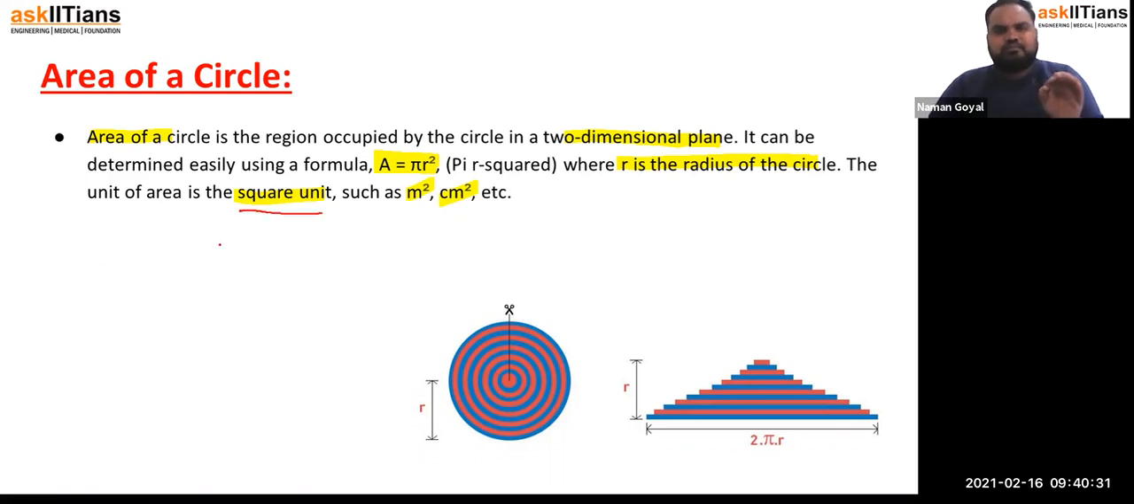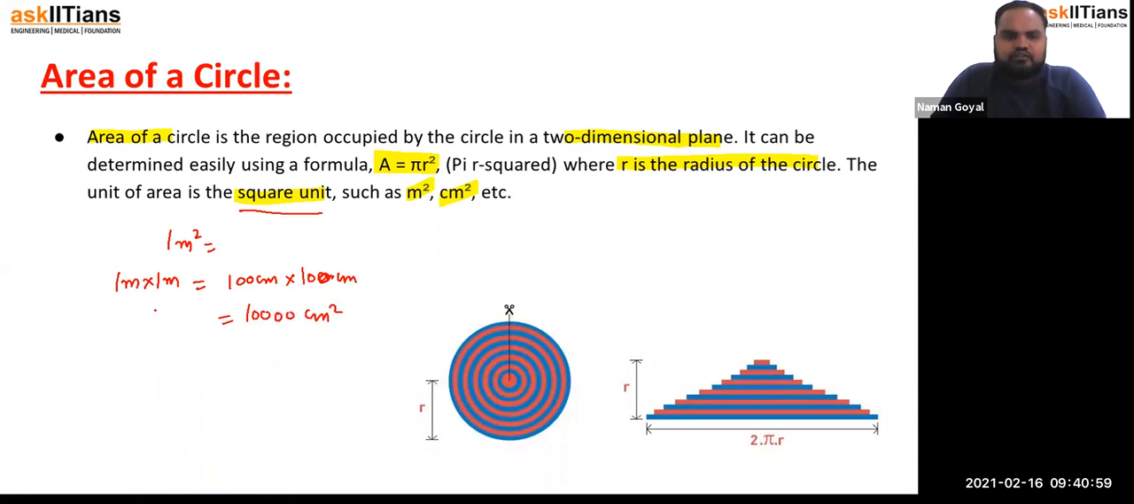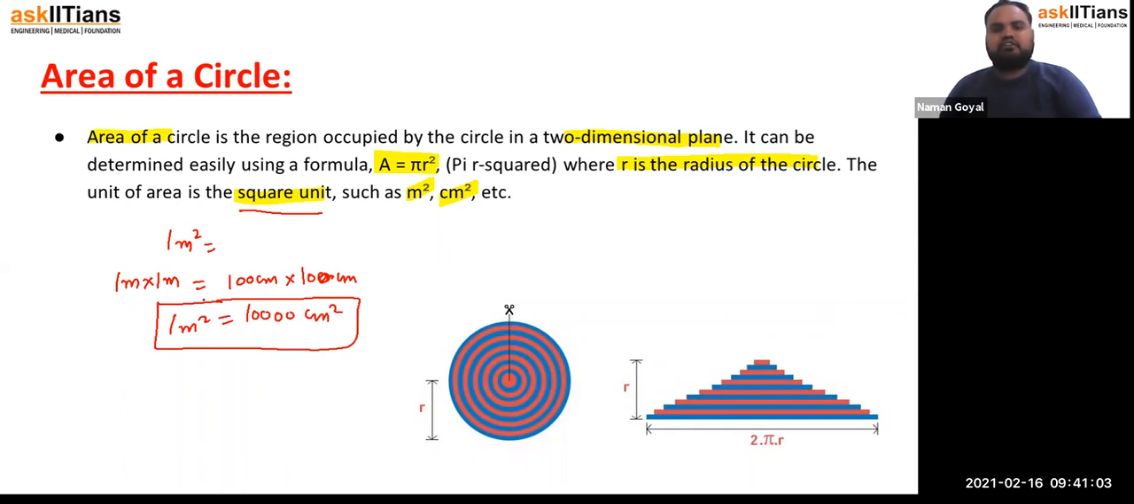Now there are some basic conversions. If we want to convert 1 meter square to centimeter square, how do we do that? 1 meter square can be written as 1 meter into 1 meter. Now we know that 1 meter contains 100 centimeters, so it becomes 100 centimeter into 100 centimeter, which gives 10,000 centimeter square. So 1 meter square is 10,000 centimeter square.